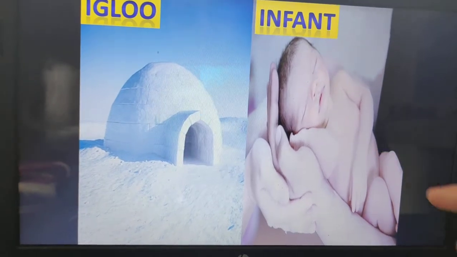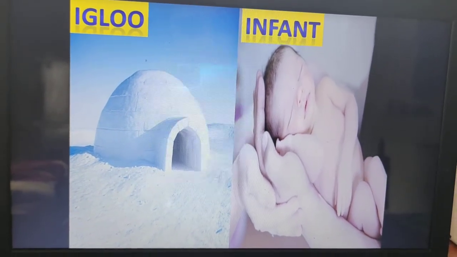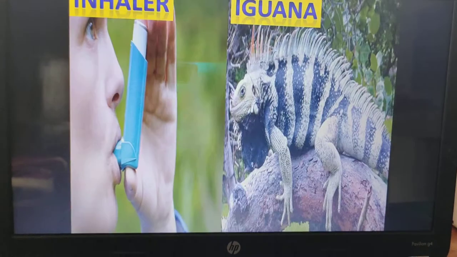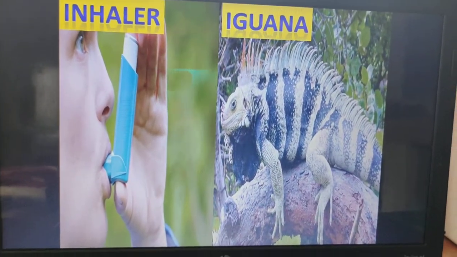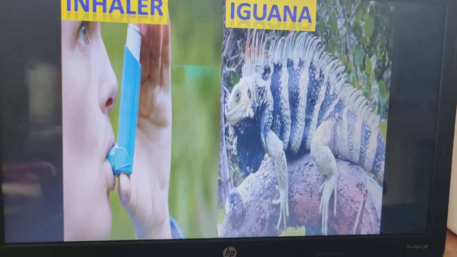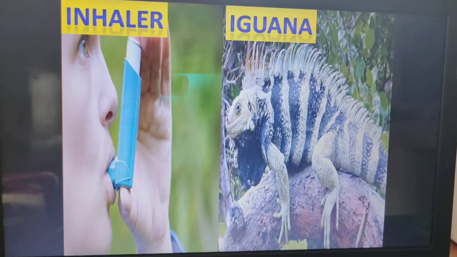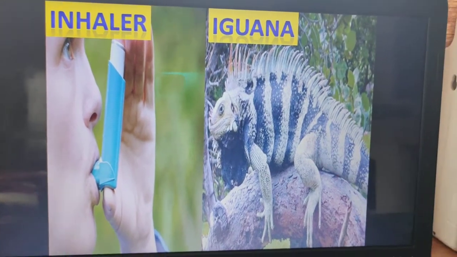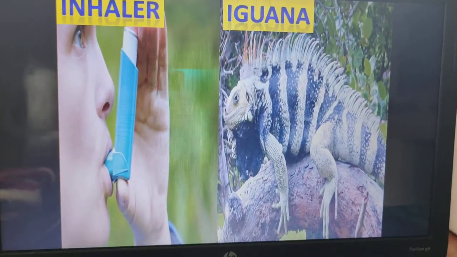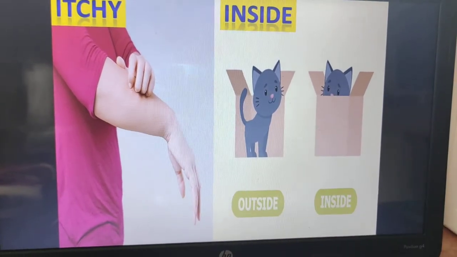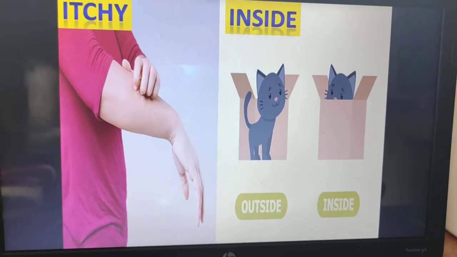I for infant. So very small babies are called infants. Just after they are born, they are called infants. Inhaler. People who have difficulty in breathing take medicine through an inhaler. Okay, that is called an inhaler. I for iguana. We learned the story of Indy the itchy iguana. I for itchy. Okay, when you feel something scratchy, that is called itchy.